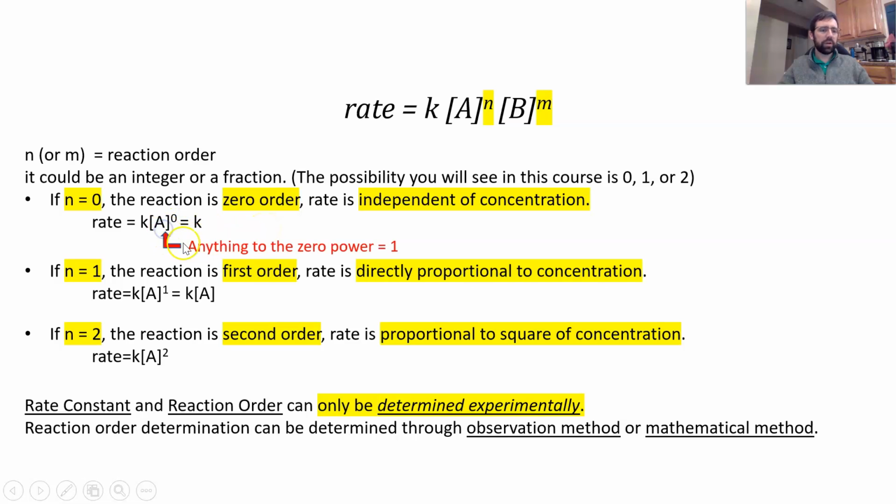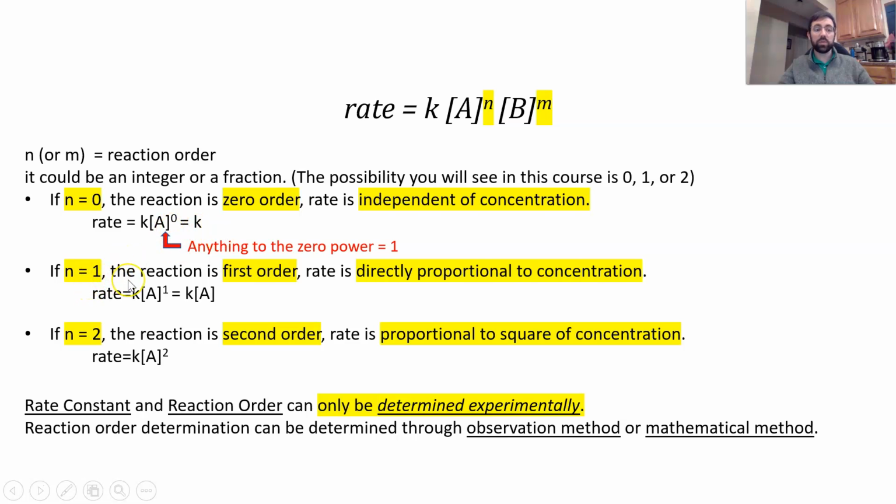Now remember that anything to the power of 0 equals 1. That's a fact you want to make sure that you're aware of if you didn't already know it or if you'd forgotten it. That's an important fact to know. Anything raised to the 0 power is 1. So what that means is in a 0 order reaction, the rate is just K. K times 1 is just K.